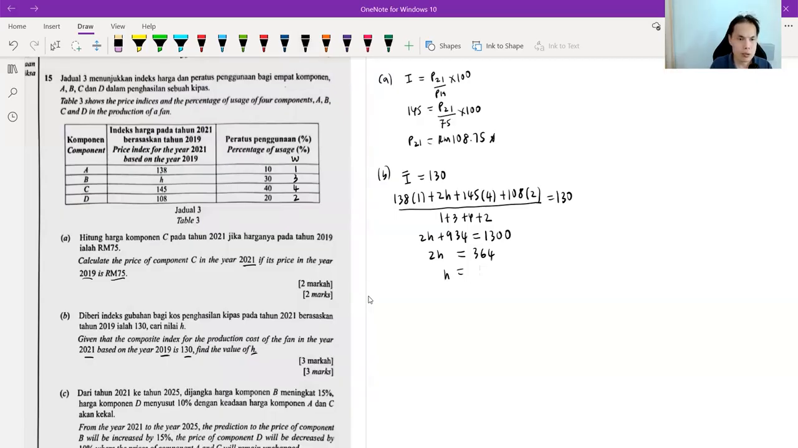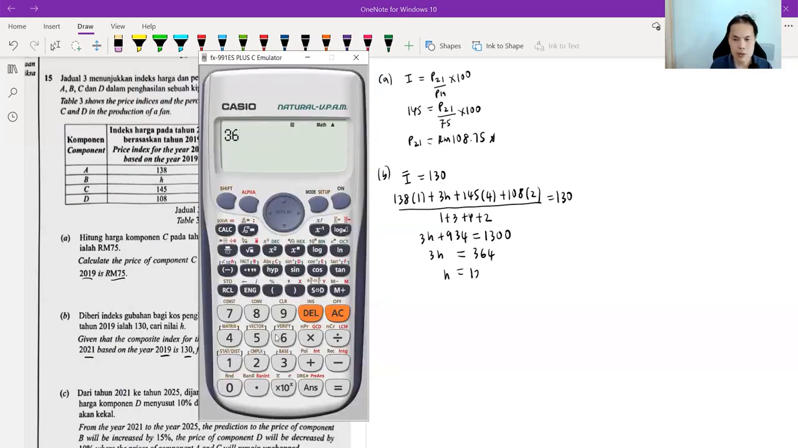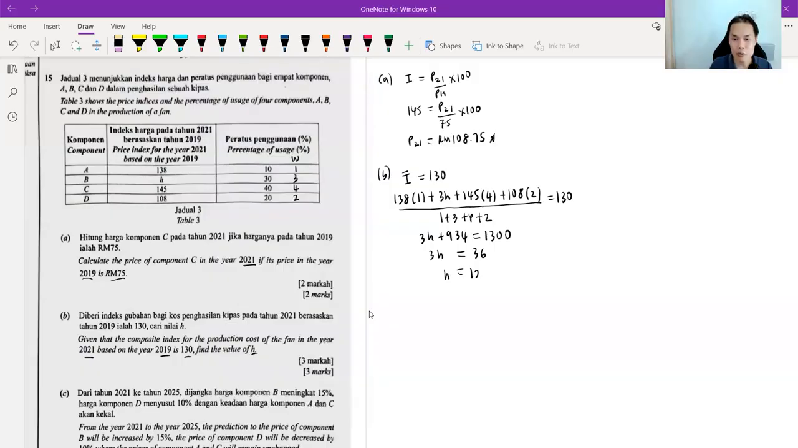Divide by 2, divide by 3, sorry, this one I wrote wrongly just now. It affects the answer. This is 3H, sorry. 3H, 3H, 3H, you divide by 3, you get 136, 36, 36. Okay, I made a mistake here. This is 936, 934. I wrote 936 just now. It's 366. Divide by 2, divide by 3, 122. Sorry, 122. Okay, now the next thing is this.